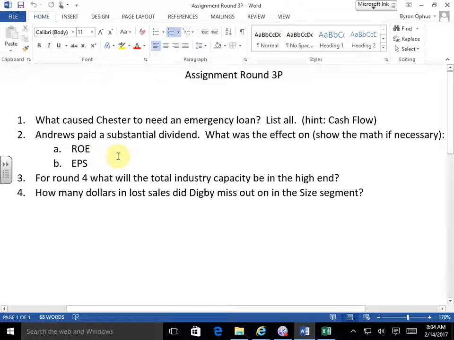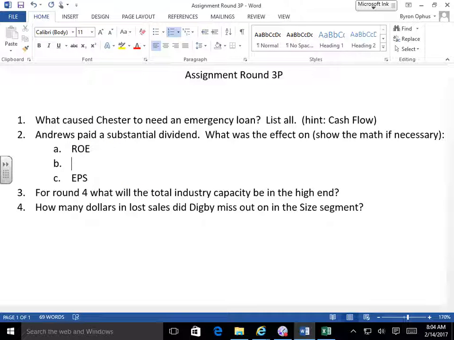So what was its effect on ROE? Well, why don't you guys tell me first what would be the effect on ROE? Would it stay the same? Its ROE would go up as a result of paying the dividend. And why is that? You're right, but why? Makes the equity go down, right?